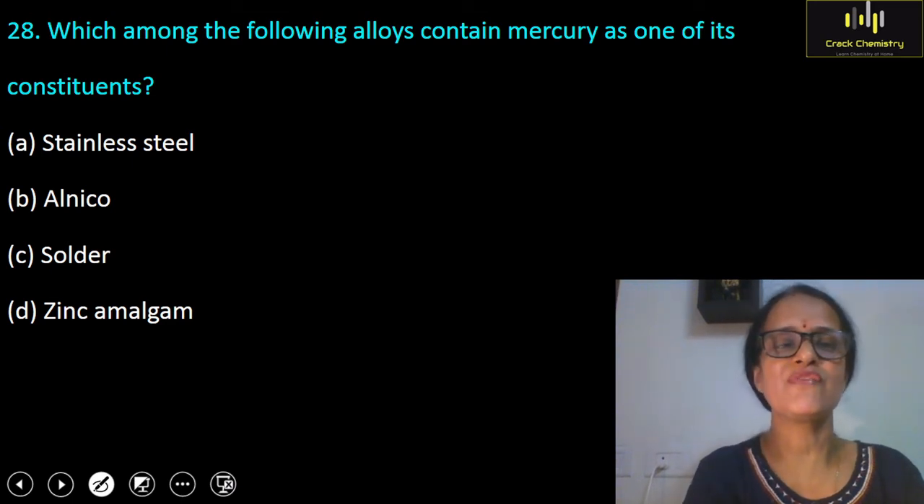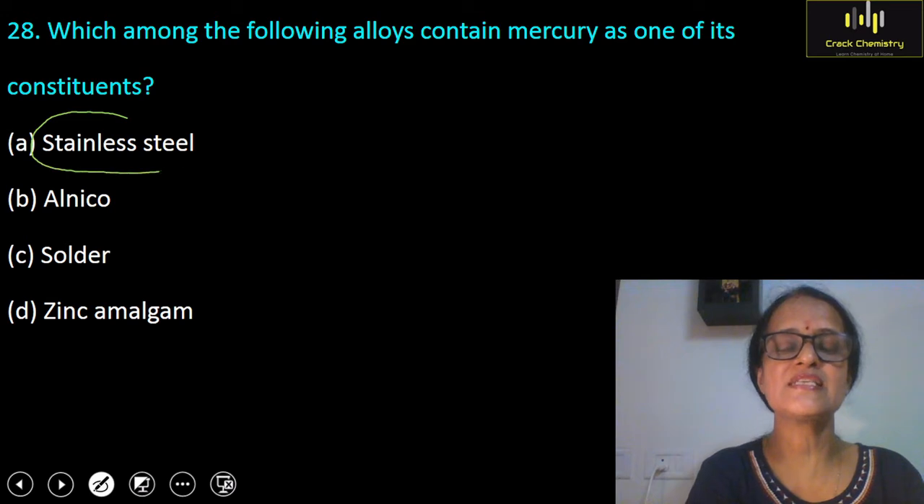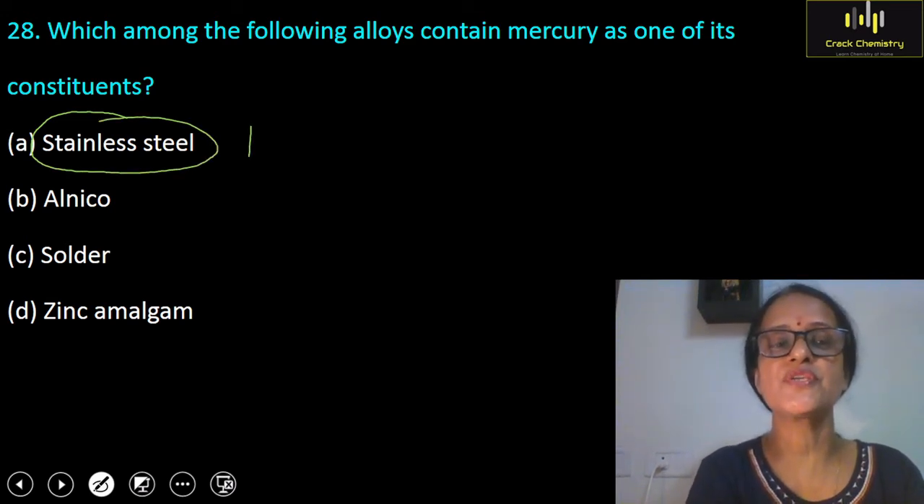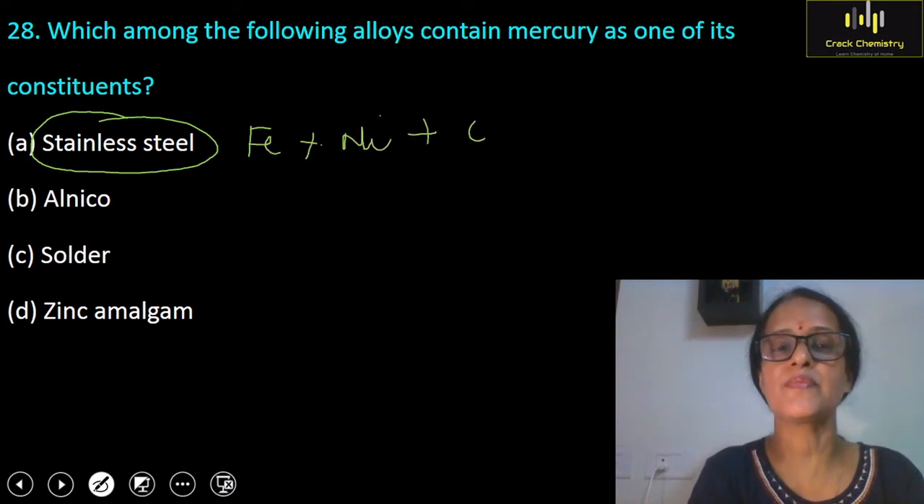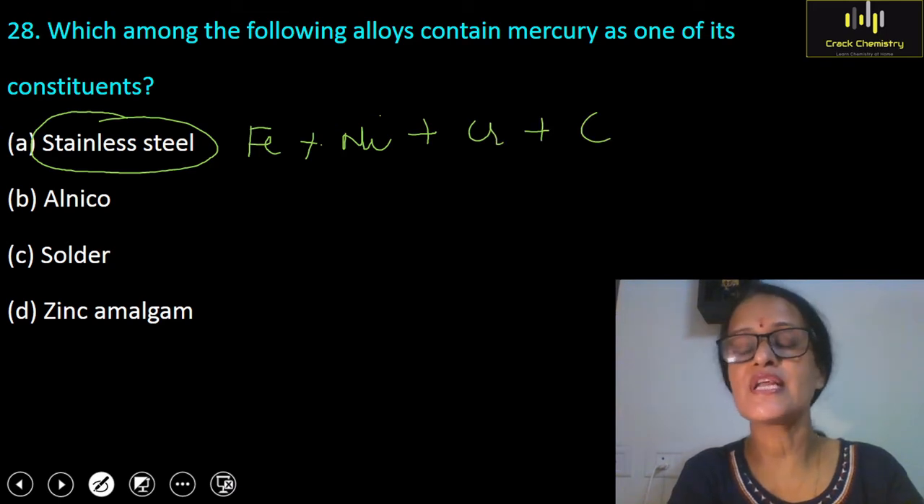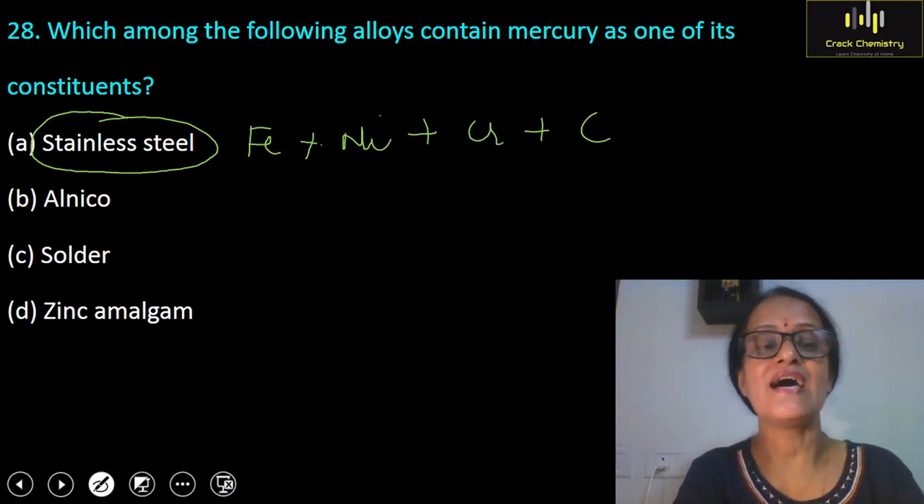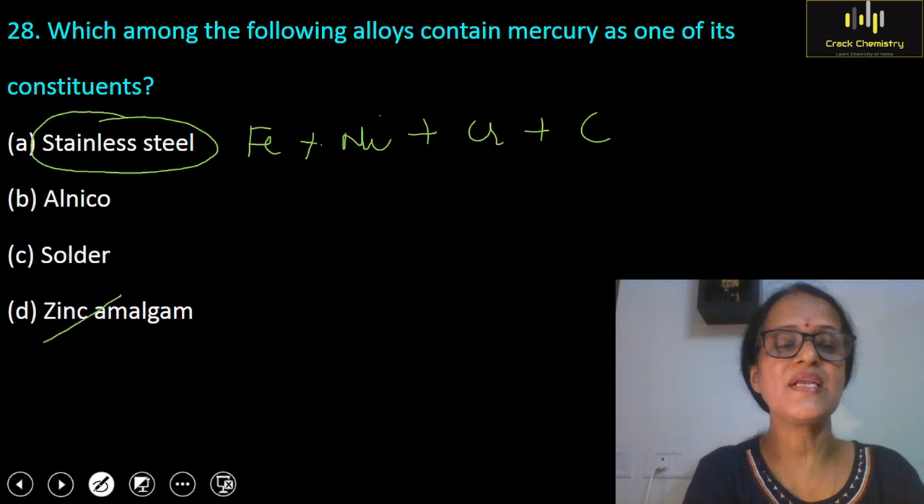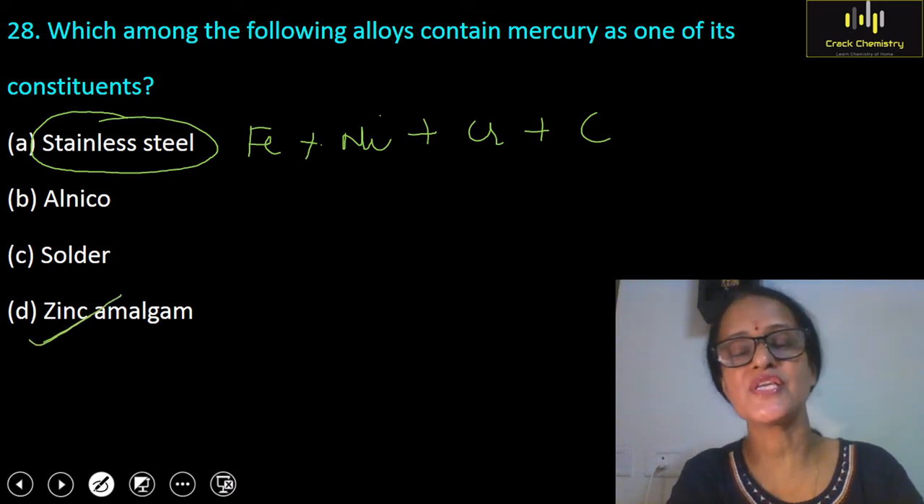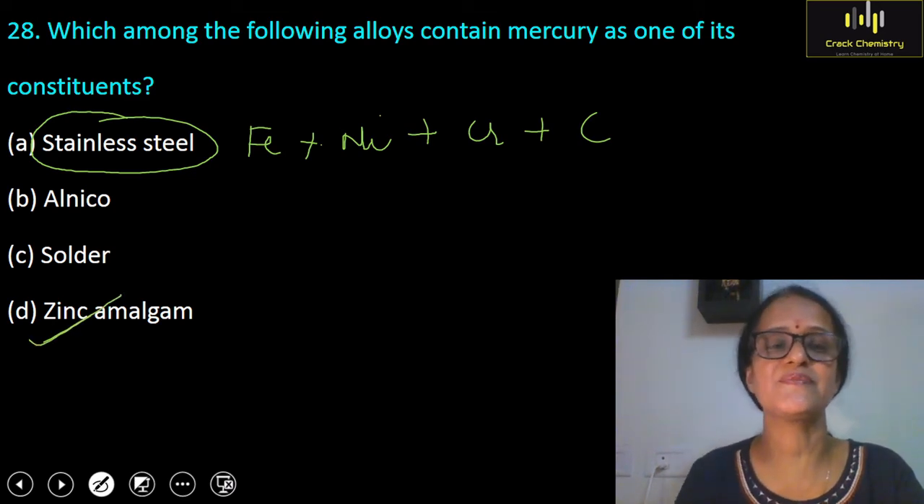If you look at the stainless steel, I discussed with you the components of stainless steel in the previous question. The components of stainless steel are iron plus nickel plus chromium plus carbon. Solder is an alloy of lead and tin, and the correct option is zinc amalgam. Zinc amalgam is an alloy of zinc and mercury.